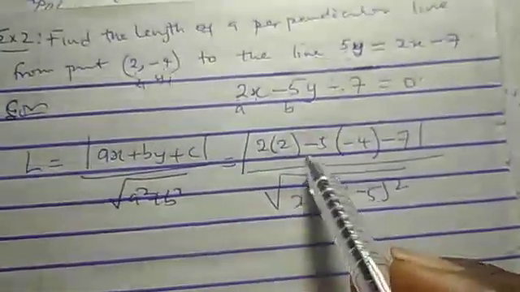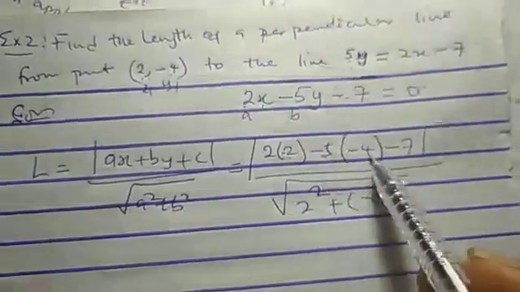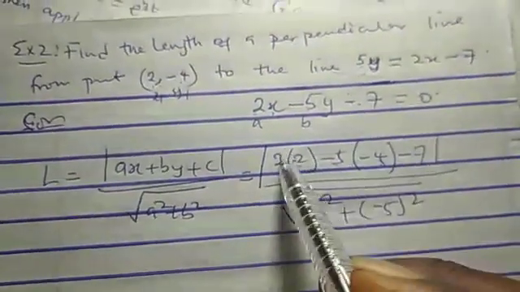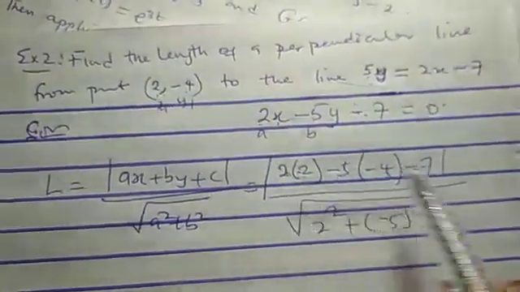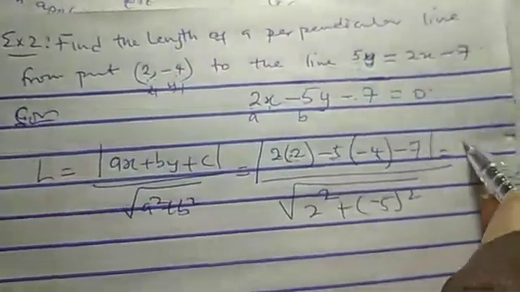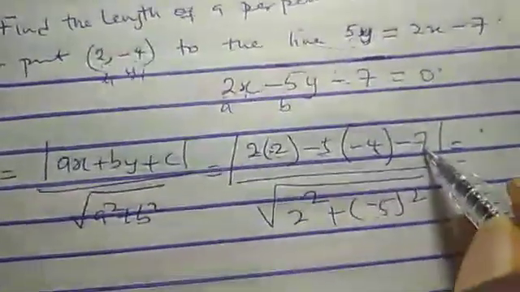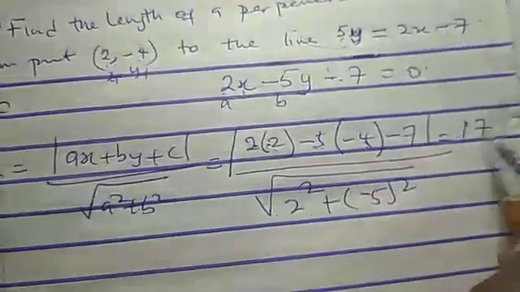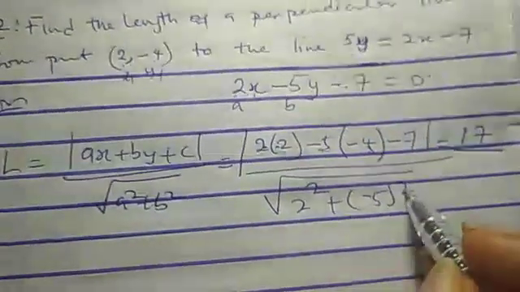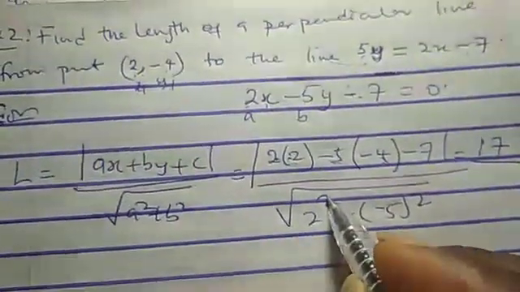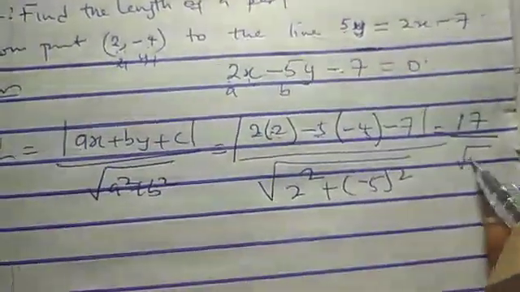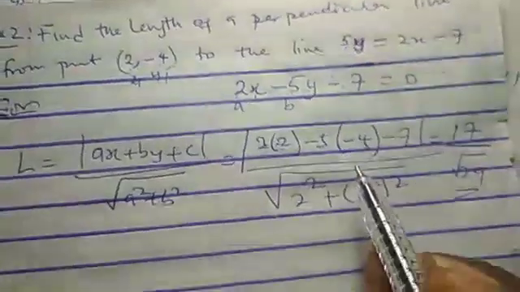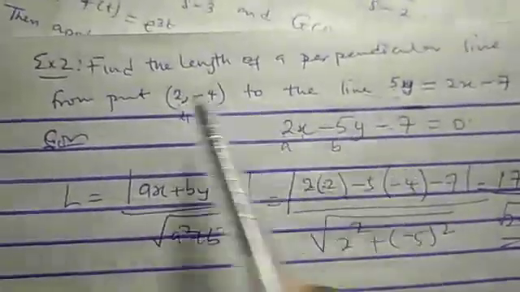So if you simplify this, this is minus 5 times minus 4, that is 20. 20 plus 4 is 24. 24 minus 7, that should be 17, over minus 5 squared is 25, plus this, that is 29. So over square root of 29. So our answer is 17 over square root of 29 is the length of the perpendicular line.